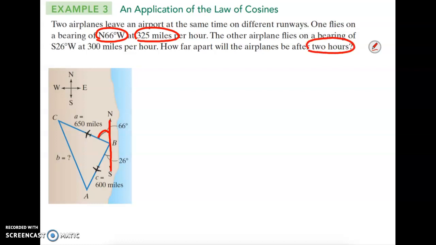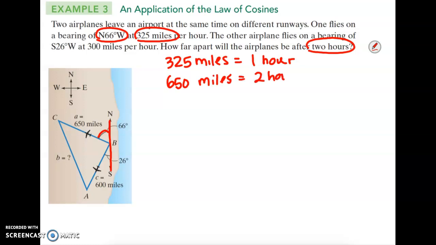So if this plane is traveling 325 miles in 1 hour, then you would double that value. Your plane is now 650 miles in 2 hours. So that's this distance. Now, here's your plane sitting out here, 650 miles.